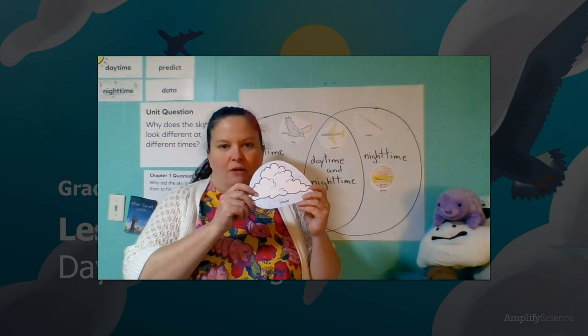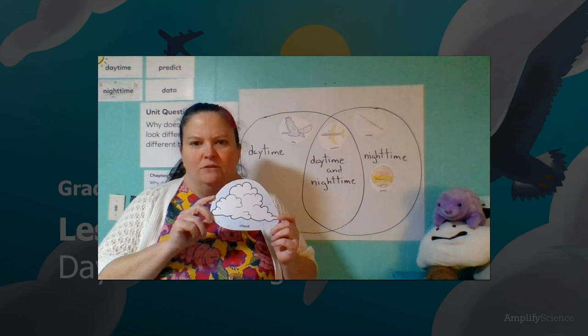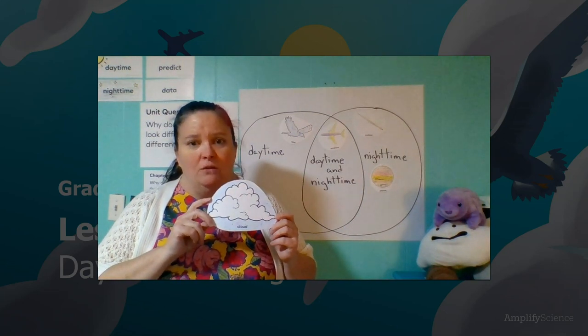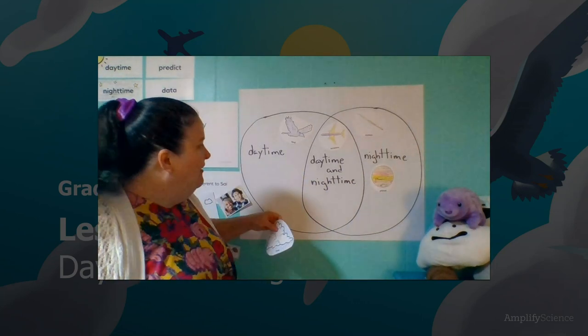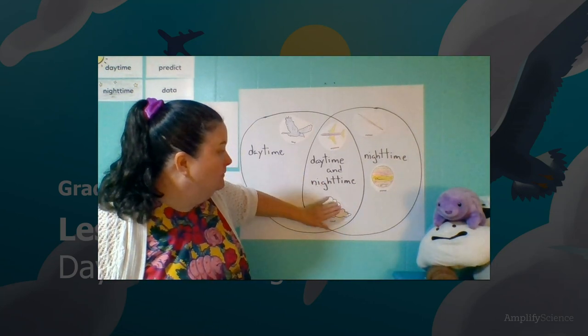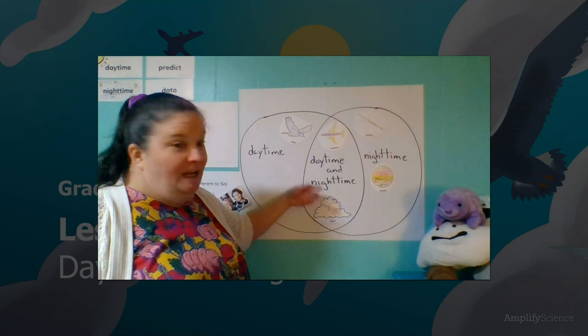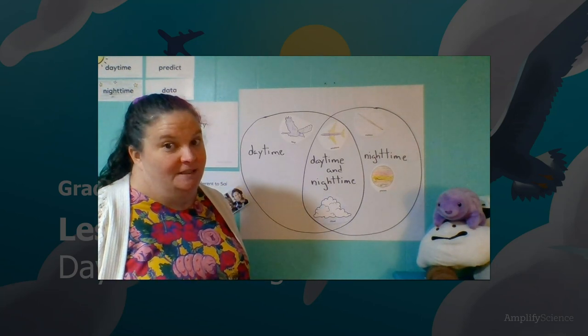And what else have I got? How about a cloud? When do we see clouds? Daytime, nighttime, all the time if you live in Seattle? Well, I'm gonna put it in daytime and nighttime. That might just be because I live in Seattle. I feel like there's always clouds. Sometimes you can't even see the other things in the sky because all you can see is clouds.